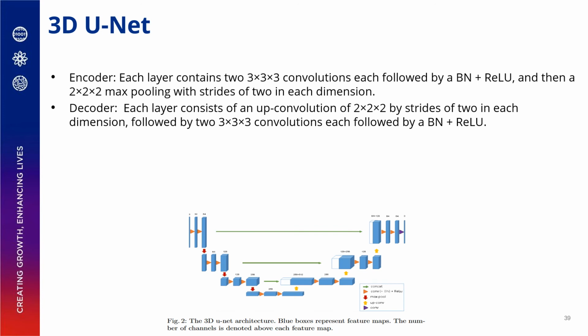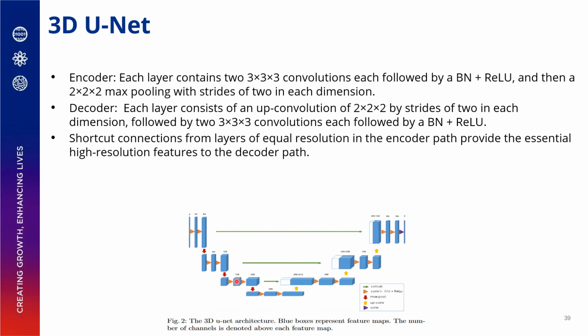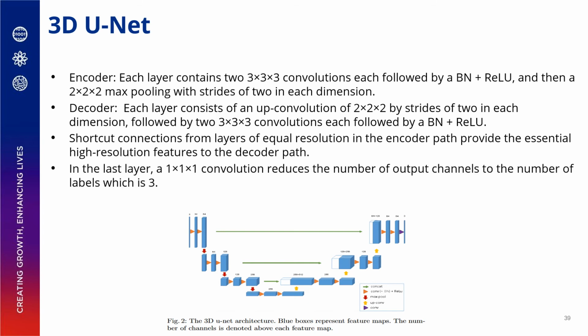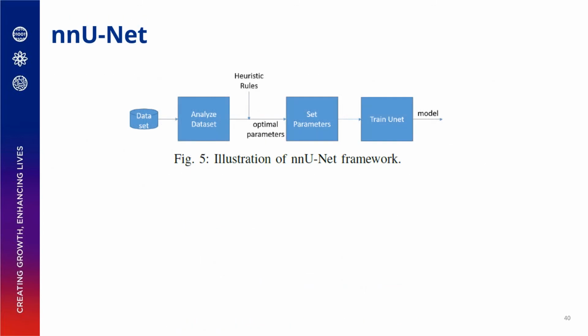Similarly, for your decoder, each layer consists of up-convolutions of stride 2 by 2 by 2 now instead of 2 by 2 for 2D. And you have again 3 by 3 by 3 convolutions followed by batch normalization and ReLU. Your shortcut connections over here, essentially you retain the same resolution, and you're just doing 3D CNN instead of your 2D convolutions, and nothing more. So nothing special about that, right? And the results are reasonably very good. And again, that paper has, I believe, more than 3,000 or 5,000 citations.